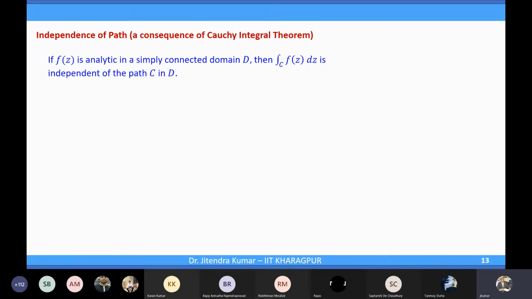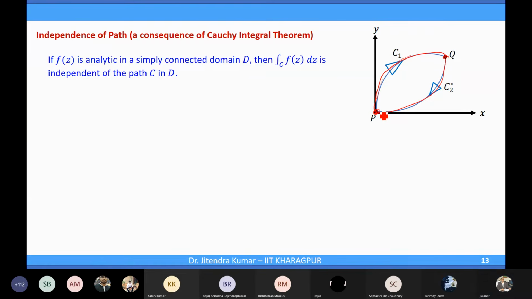Independence of path. What is that independence? If f(z) is analytic in a simply connected domain, then this integral is independent of the path C in D. That is what we will first show here. So quickly, please pay attention because we don't have much time. Here, for example, I want to integrate from P to Q over this path C1. I have also attached Q to P again by some C2, so that I have this closed curve: C1 to Q, and along C2 I go again to P. It's a closed curve, right?